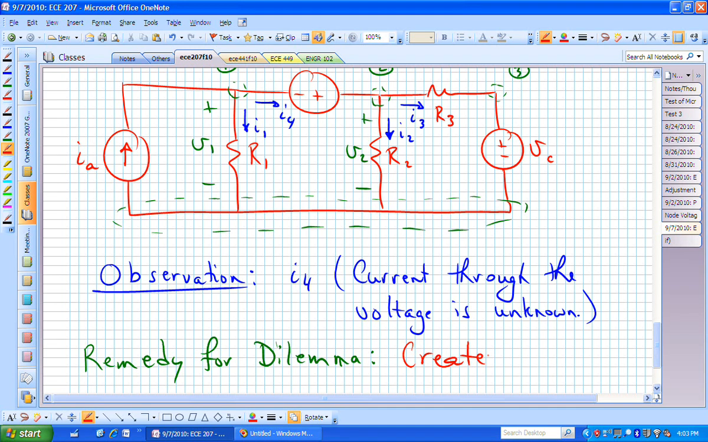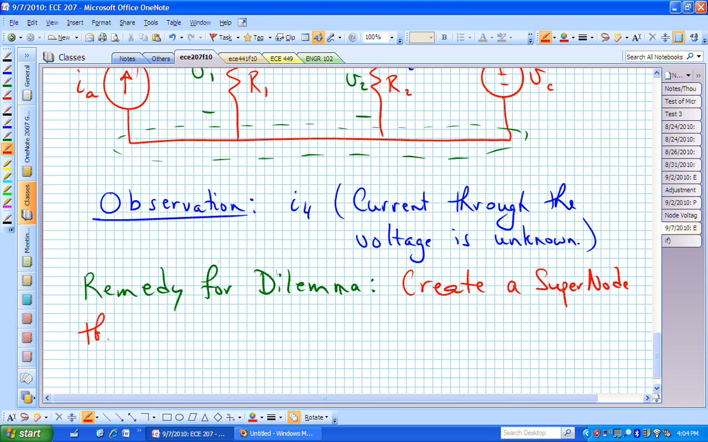That's what I'm going to do with that voltage source. I'm going to just enclose it and forget it. It's like one of those infomercials. Set it and forget it. We're going to close it in and forget it for a little bit. We won't forget it completely. But we're going to create a supernode that contains the voltage source.